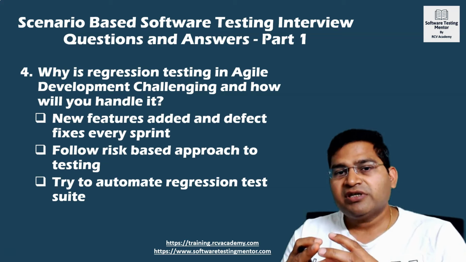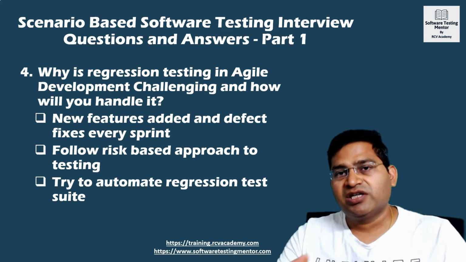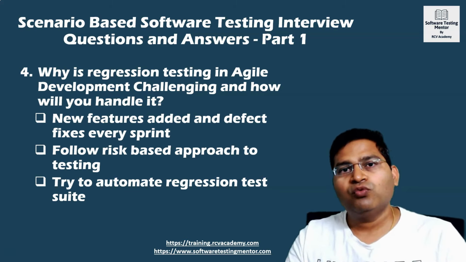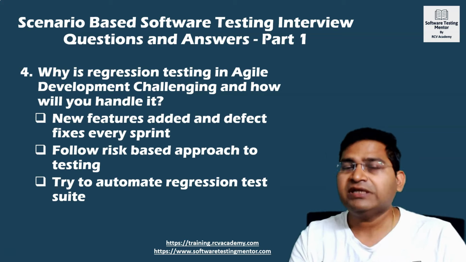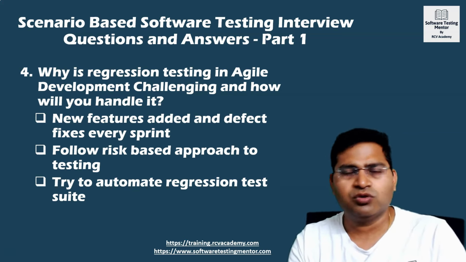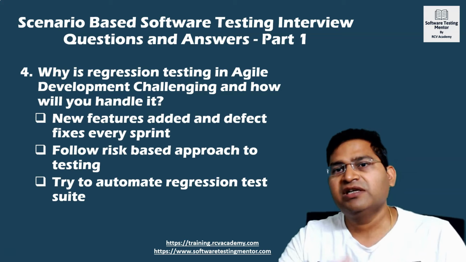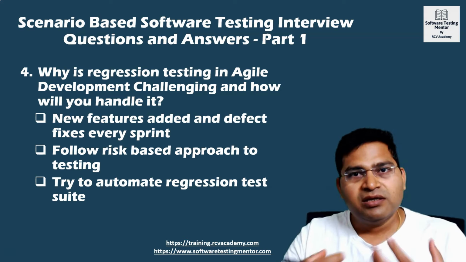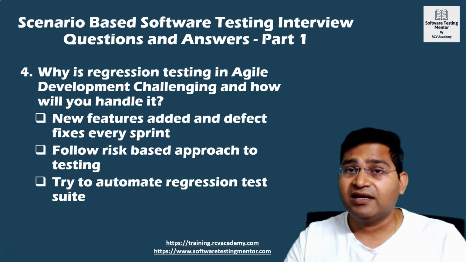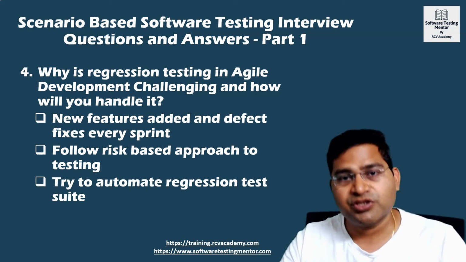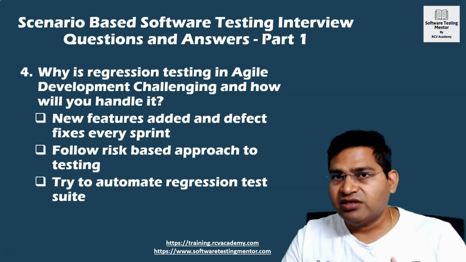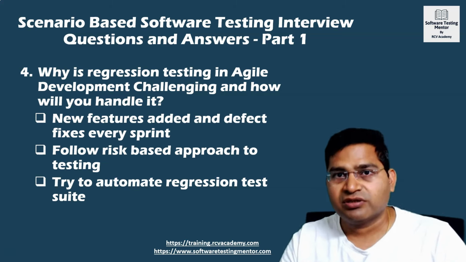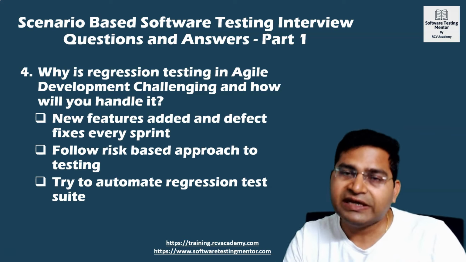Agile development approach is iterative. For example, if you are following Scrum, it is a 2 to 4 week development cycle, mostly 2 weeks. In 90% plus organizations you will find that they are following a 2 to 3 week development cycle. And in 2 to 3 weeks, the development team builds new features. New features are added and defect fixes are done every sprint. Because of this new feature addition, every next sprint you will have a new set of features or new code being added to the existing code, right?